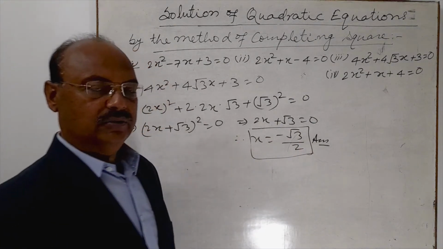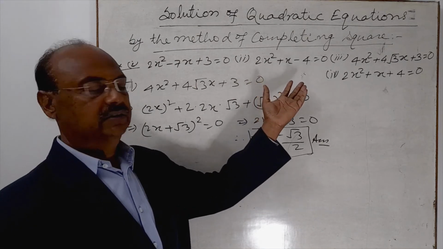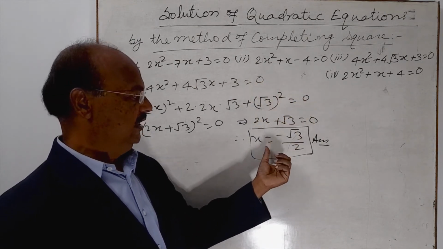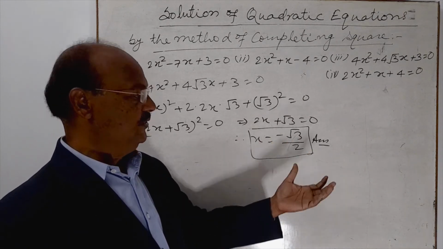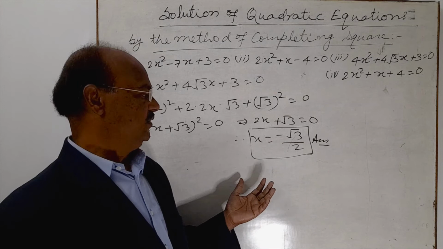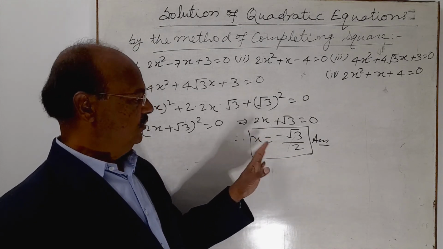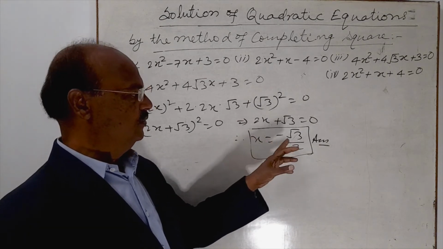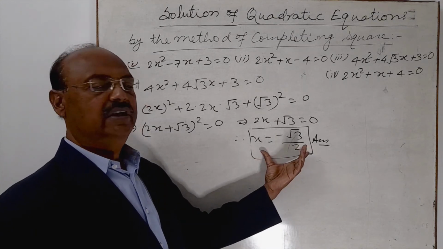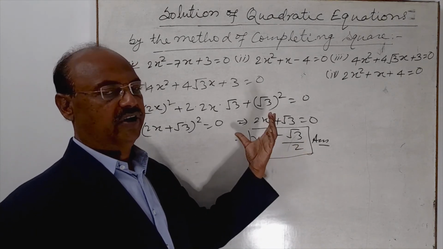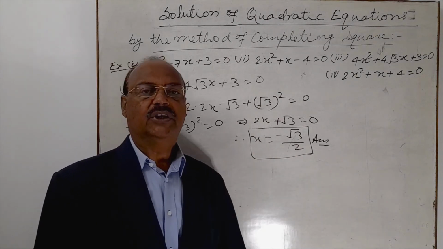Correct? So you may have a question that in the previous two questions we were having two solutions, but here we are having only one solution. Why? In the next video we will discuss that sometimes both of the roots are equal. Of course, there will be two roots, but both of the roots are minus root 3 by 2. Both of the roots are equal. So we are getting here only one solution, only one root of this quadratic equation. That will be clear to you in the next video when we will use the quadratic formula.